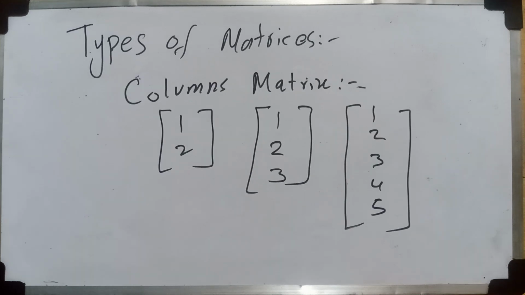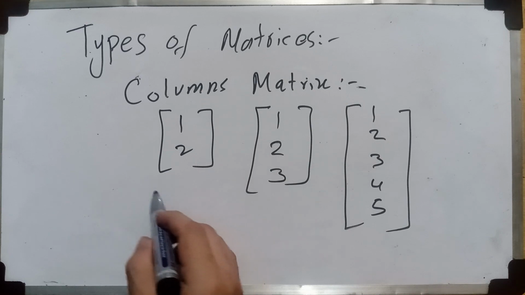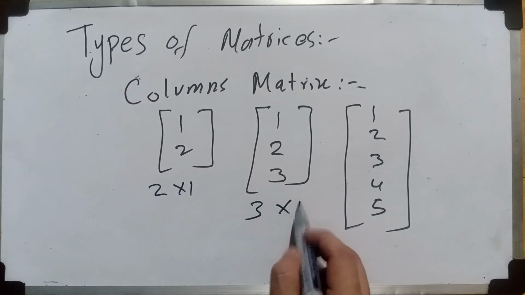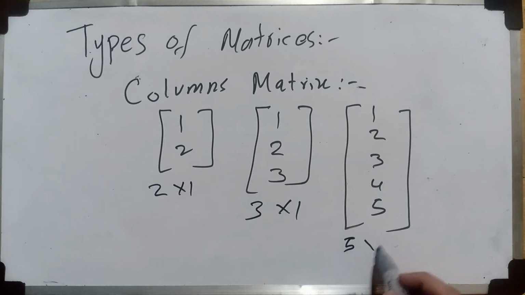Now we will get to know the column matrix. Any matrix with only one column and multiple rows is called a column matrix. So as you can see, this has 2 rows and 1 column. This has 3 rows and 1 column, and this has 5 rows and 1 column. So generally speaking, a matrix with any number of rows and 1 column is called a column matrix.